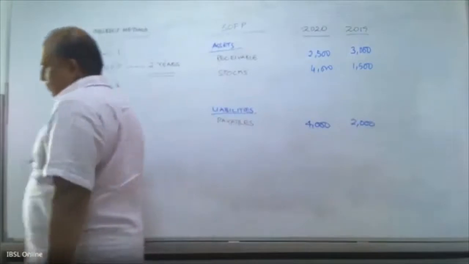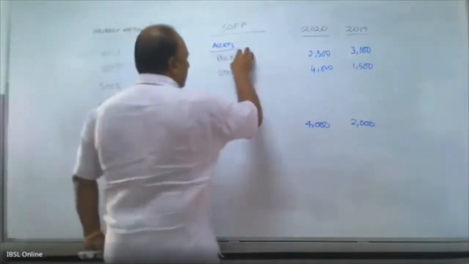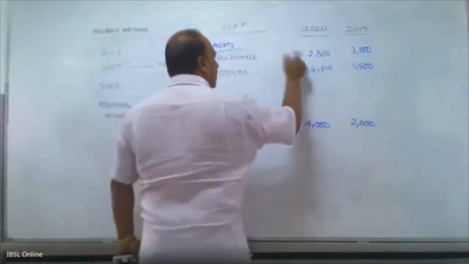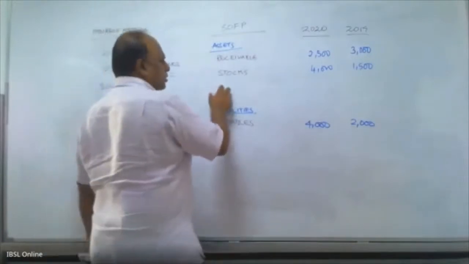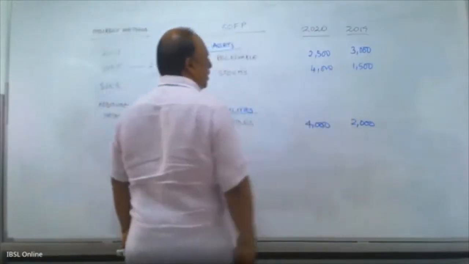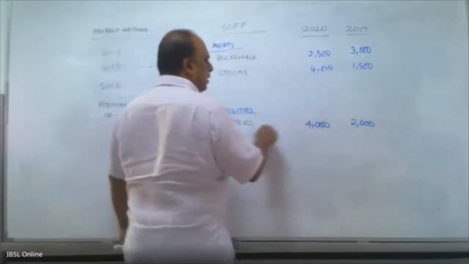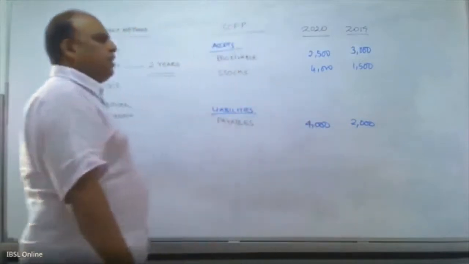Now, you have to carefully look at these numbers. Let's say these are all in millions. Receivables, last year it was 3 million. This year it is 2.5 million. Stocks, last year 1.5 million. This year 4 million. Payables, last year 2 million. This year 4 million.